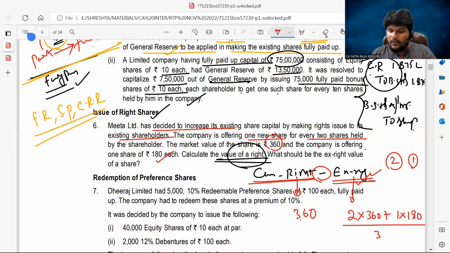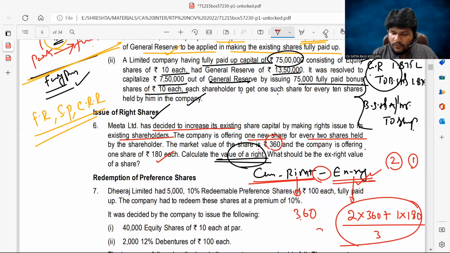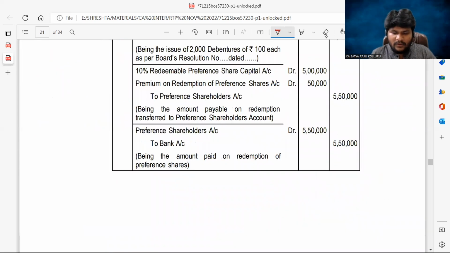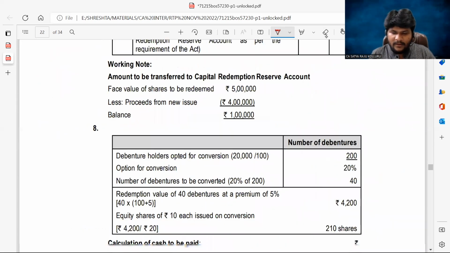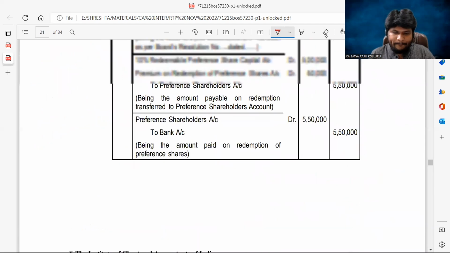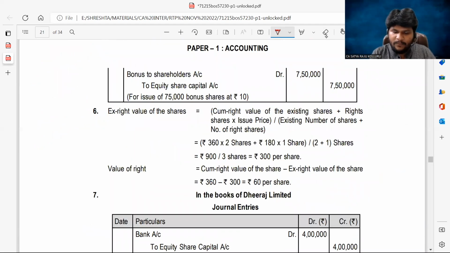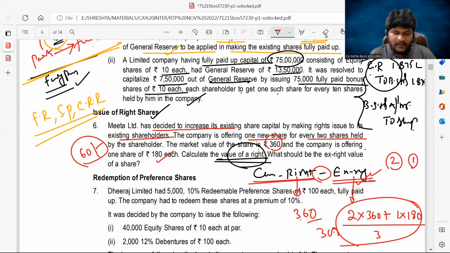Now, may I know the final figure of this? 2 multiplied by 360, 720, plus 180, divided by 3, which is equal to 300. So the difference between 360 and 300, which is 60, is the value of the right. If you want to cross check, you can cross check this. The value of the right is 60 per share. That's it, guys. This is all about right shares.